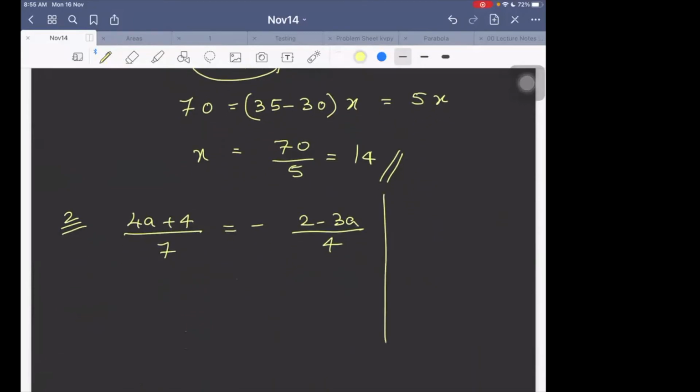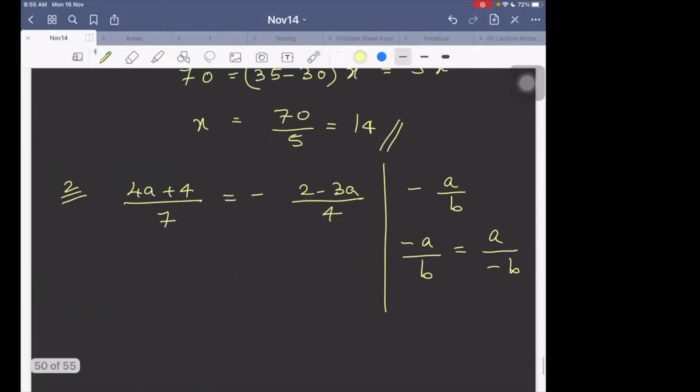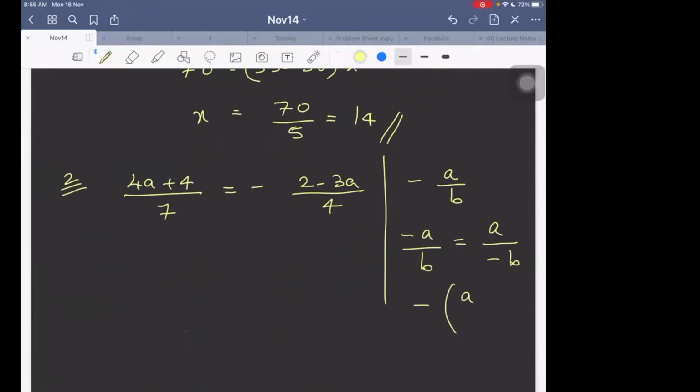When you have a negative sign for a fraction, you can write it as either minus a divided by b, or a divided by minus b, or minus of a by b. Everything is the same. So you just keep the negative sign with the numerator.